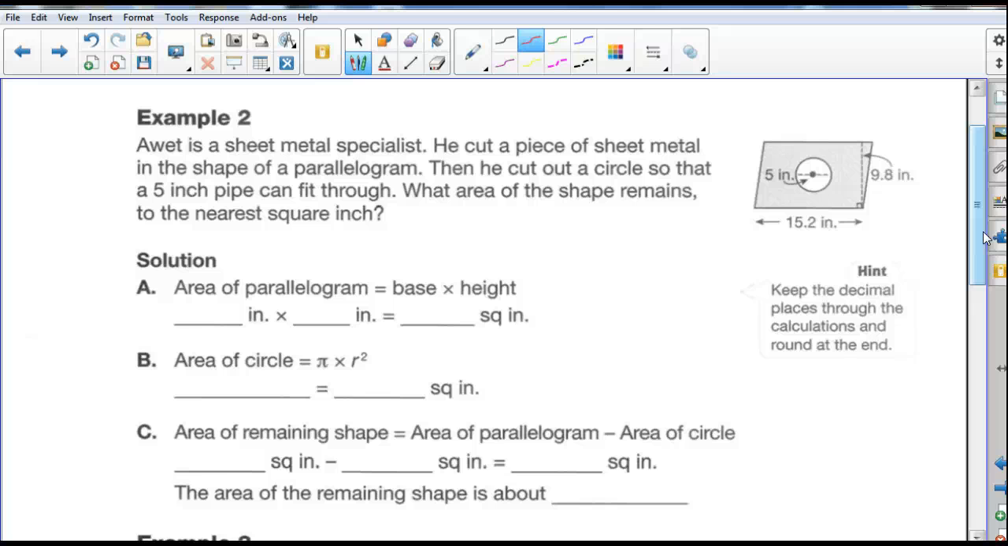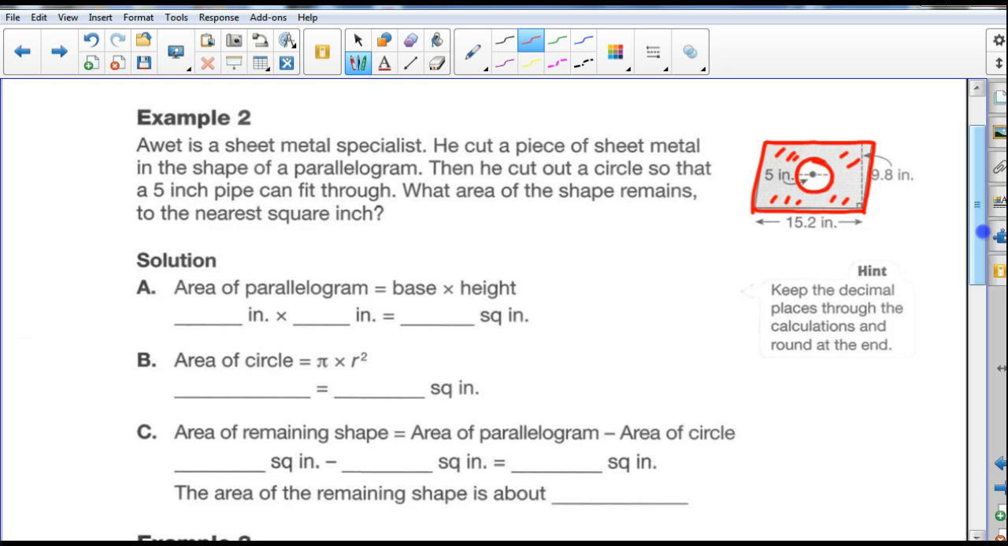Well, very simple. We want to calculate what area means. If we were to find the area of the parallelogram, right here, and we were to subtract the area of the circle, we would have all the space that's left over. Okay, so we need to calculate the area of the parallelogram.